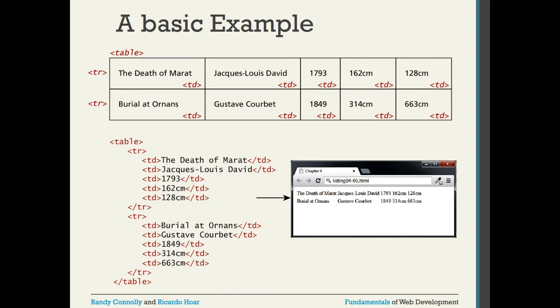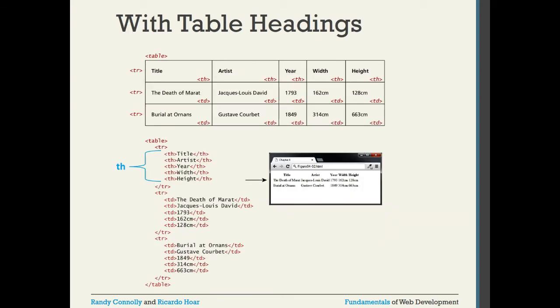The border is one of the attributes of the table tag, and we have to specify border equal to how much: 1px, 2px, 3px, whatever you want. So you got the idea: first table, then TR, then TD.